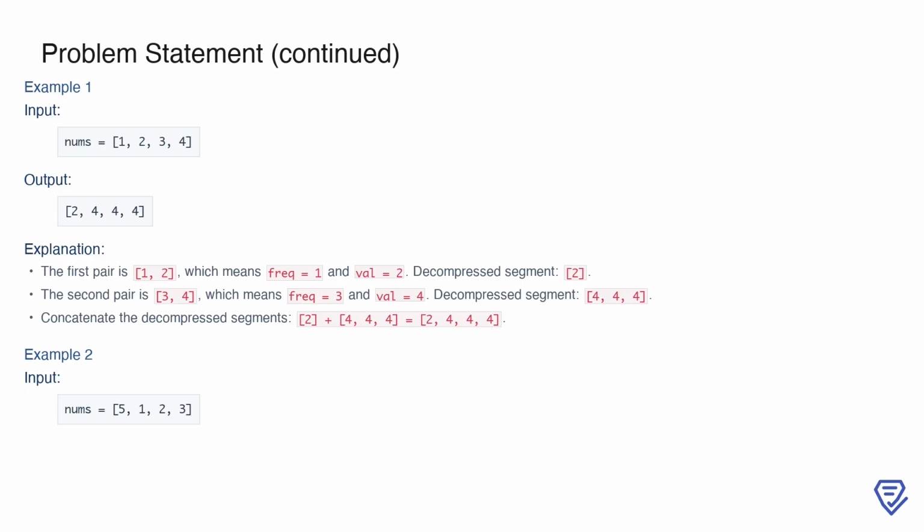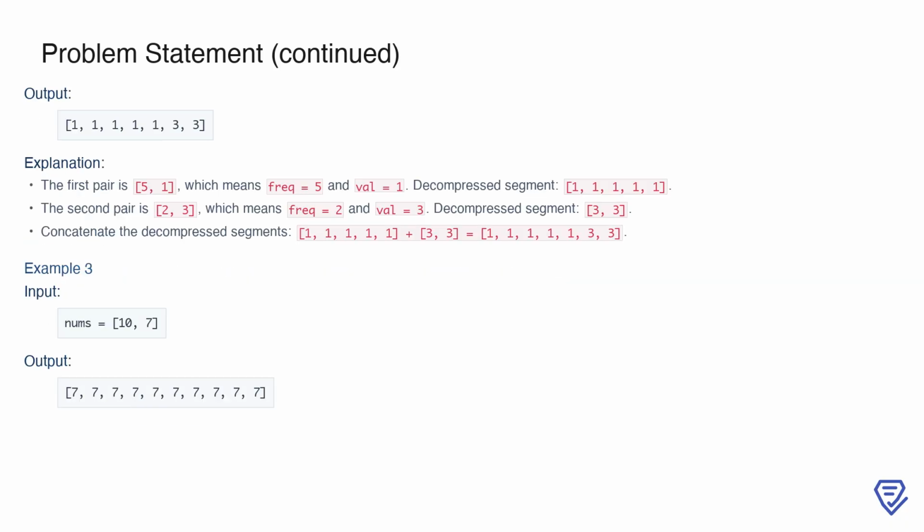Another example is nums equals 5, 1, 2, 3. The first pair, 5, 1, gives us 5 instances of 1, resulting in 1, 1, 1, 1, 1. The second pair, 2, 3, gives 2 instances of 3, resulting in 3, 3. Combining these, the output becomes 1, 1, 1, 1, 1, 3, 3.